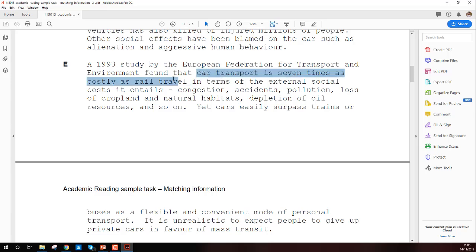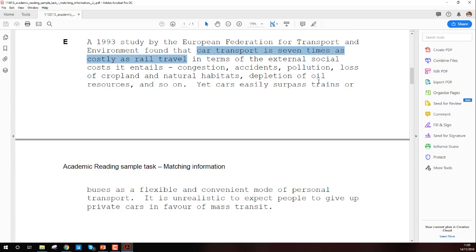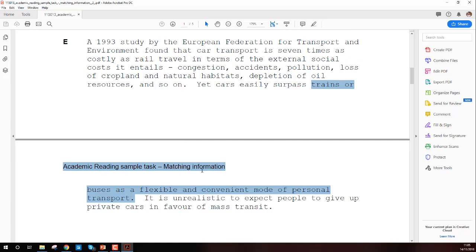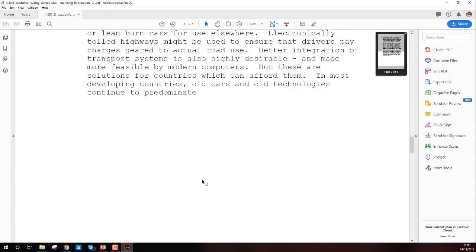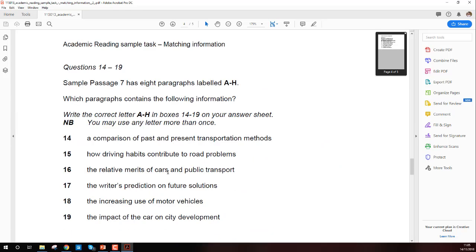So car transport is 7 times as costly as rail travel. So that's comparing cars with public transport. Trains or buses. Good. Okay, so we find that one. So then you go down and double check. 16, merits cars, public transport. That's going to be E.